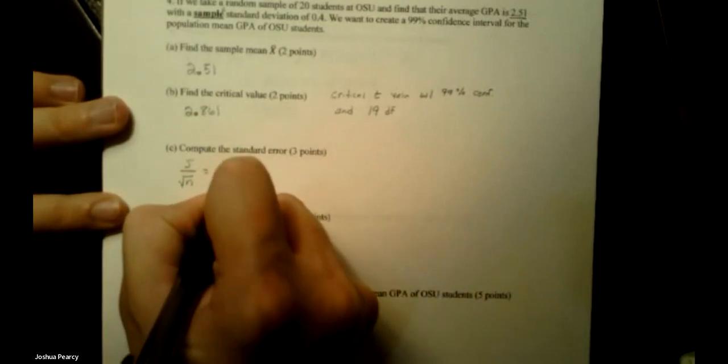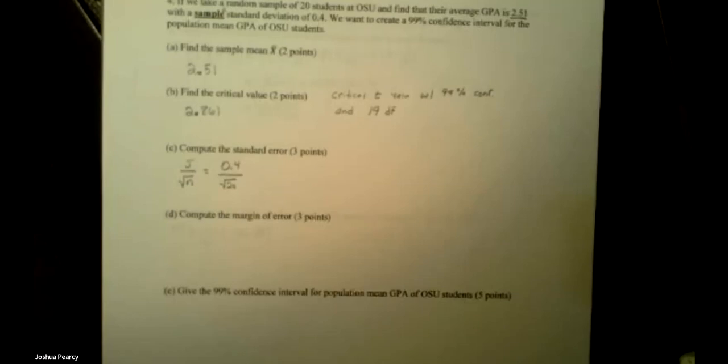So you don't have to put the plus or minus, but you can if you want. In the next part, find the standard error. The standard error in this case is the standard deviation divided by the square root of the sample size, and I give you both of those already. The sample standard deviation is 0.4 and the sample size is 20, so it's 0.4 over the square root of 20. And you can just leave it like that on the exam if you want.